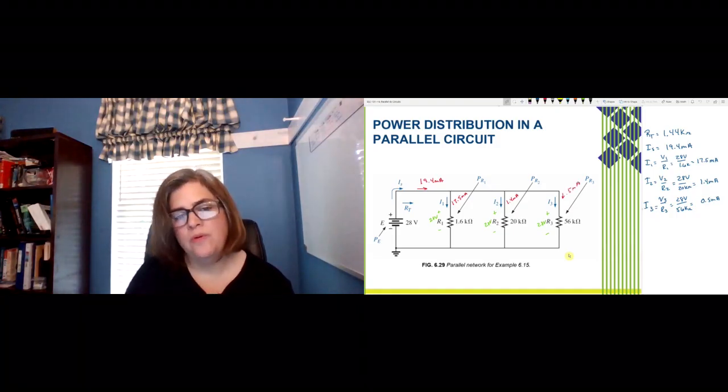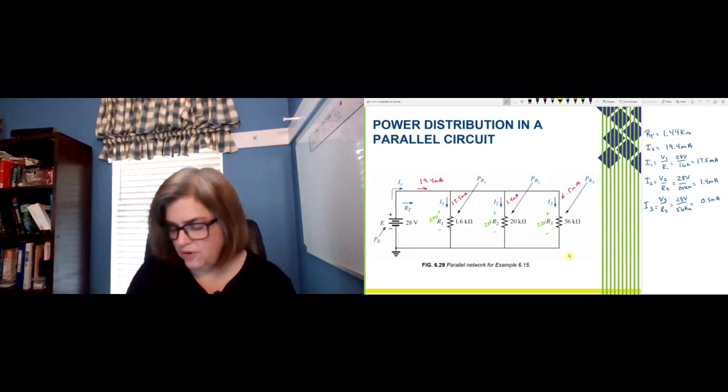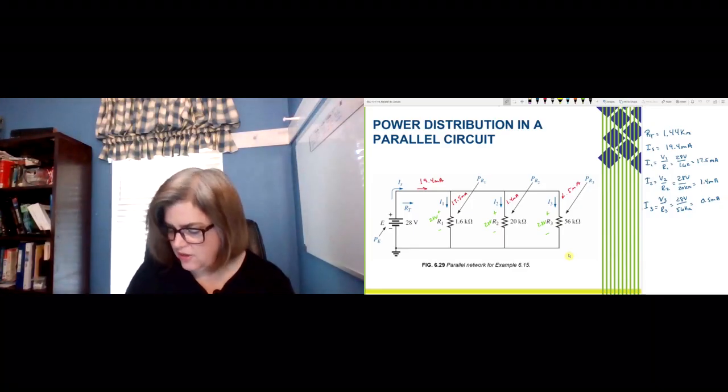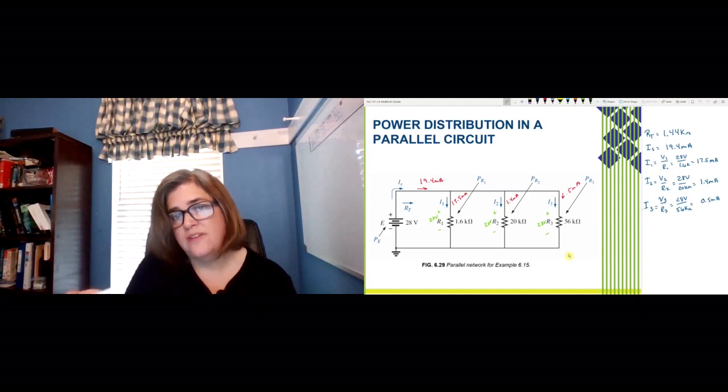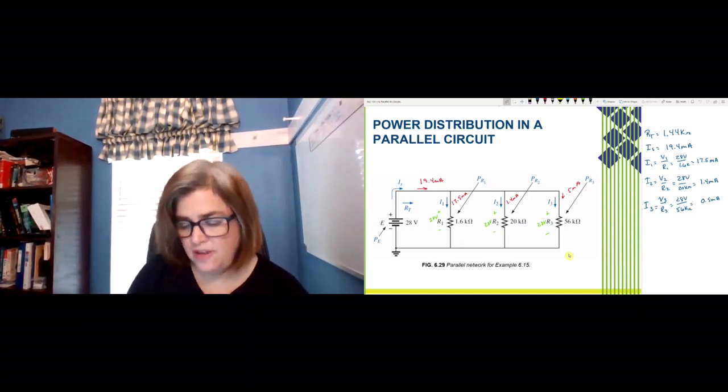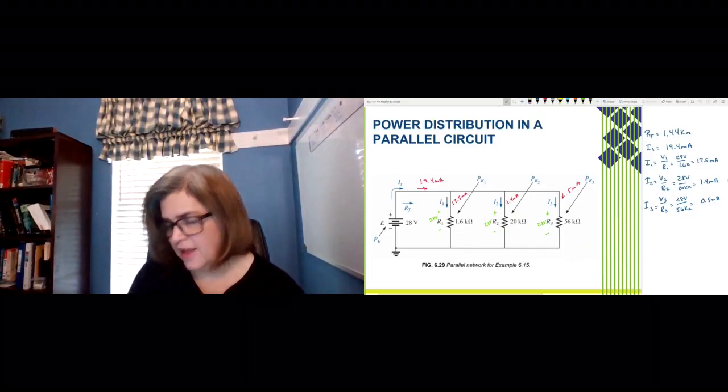Now, remember, our current coming into our branches has to equal the current leaving the branches. So 17.5 milliamps plus 1.4 milliamps plus 0.5 happens to equal 19.4. So as you're working through this, you can be doing these calculations and checking behind.